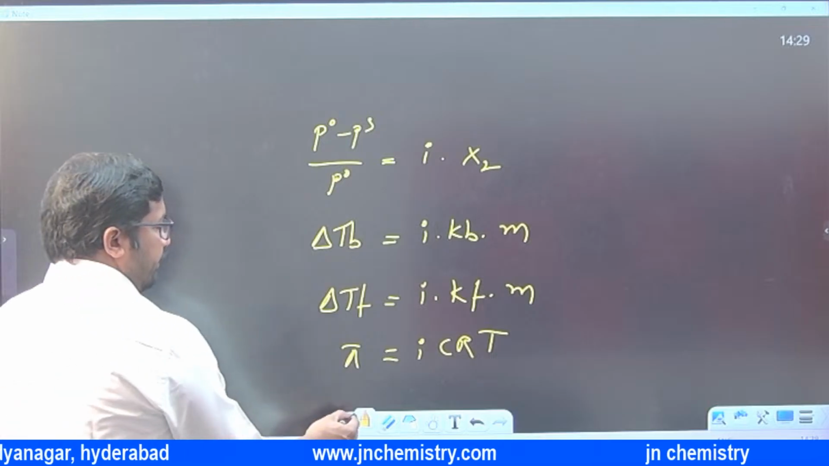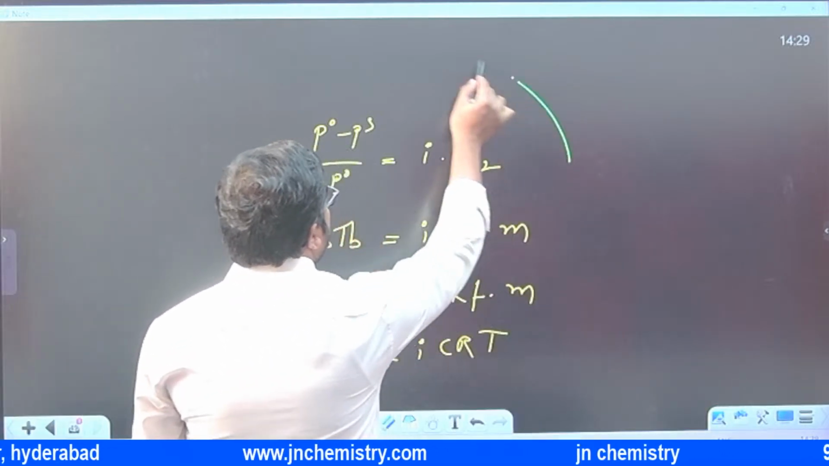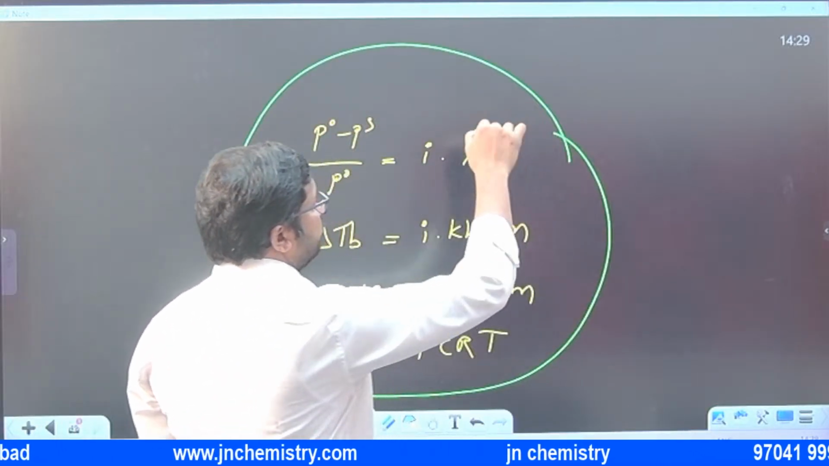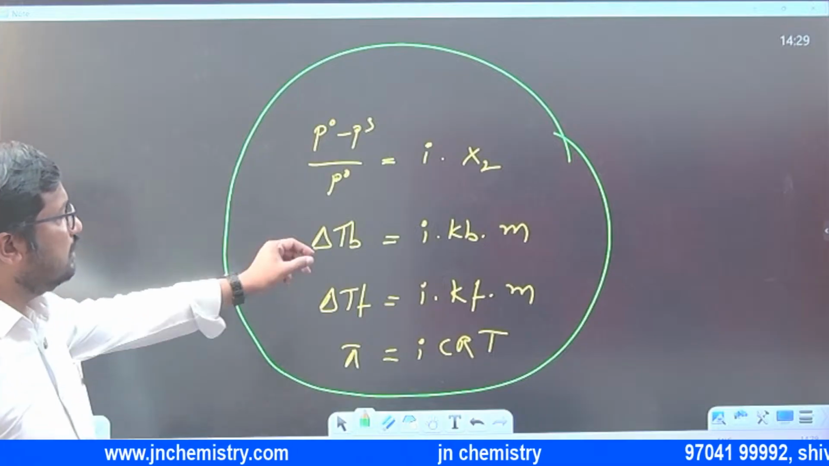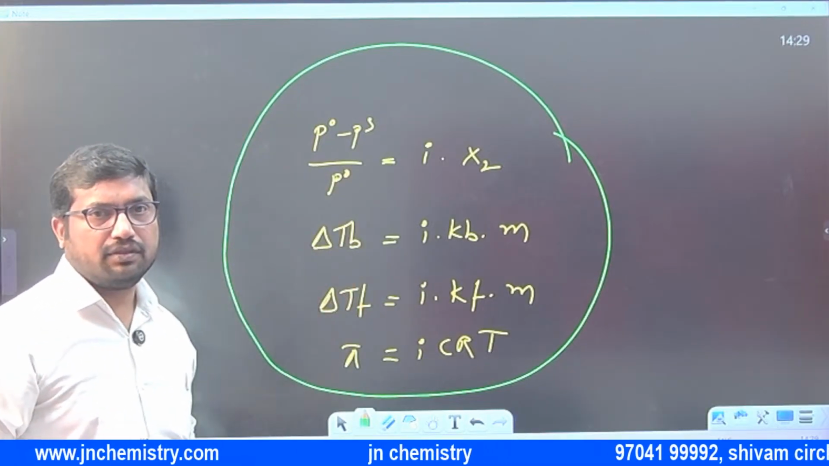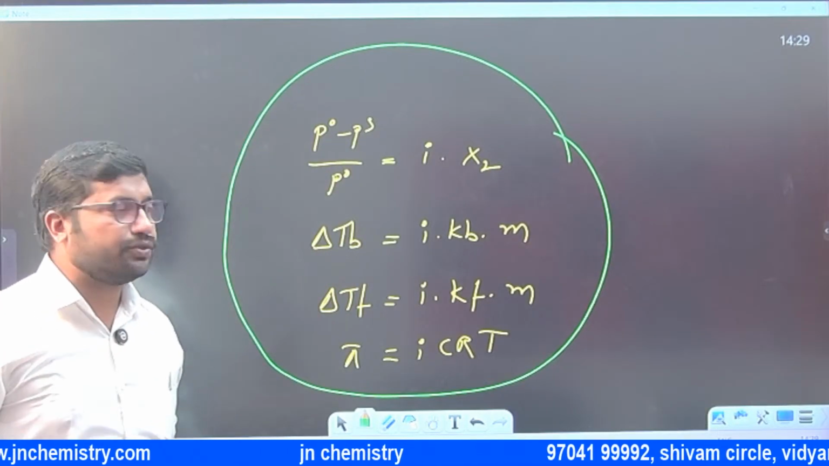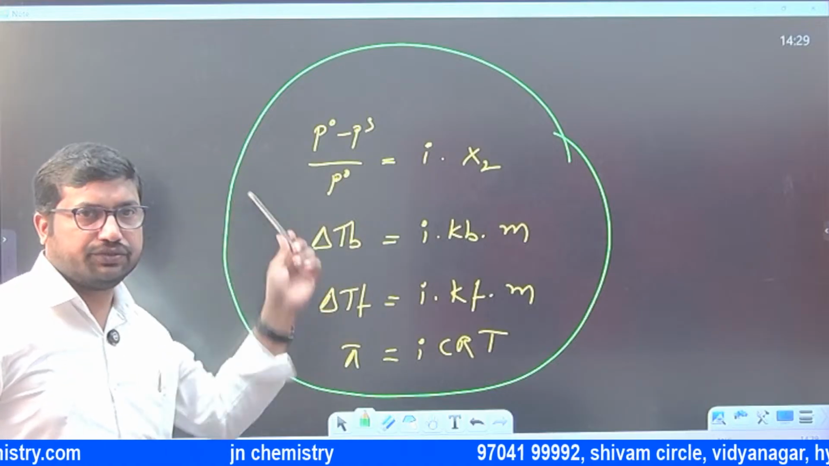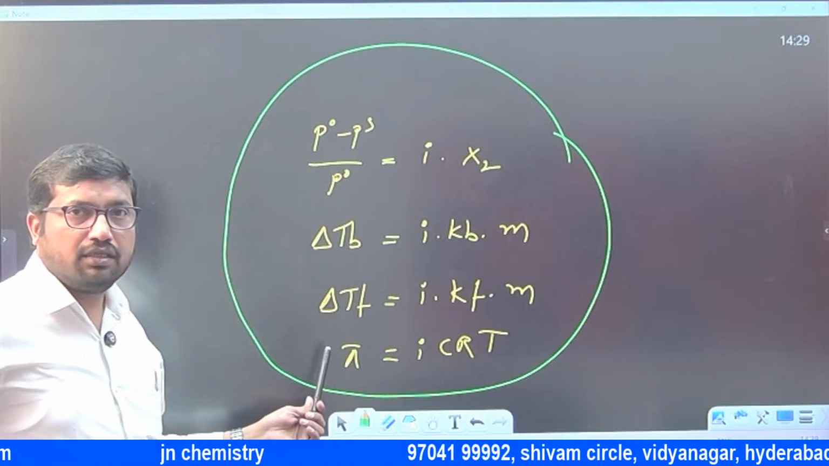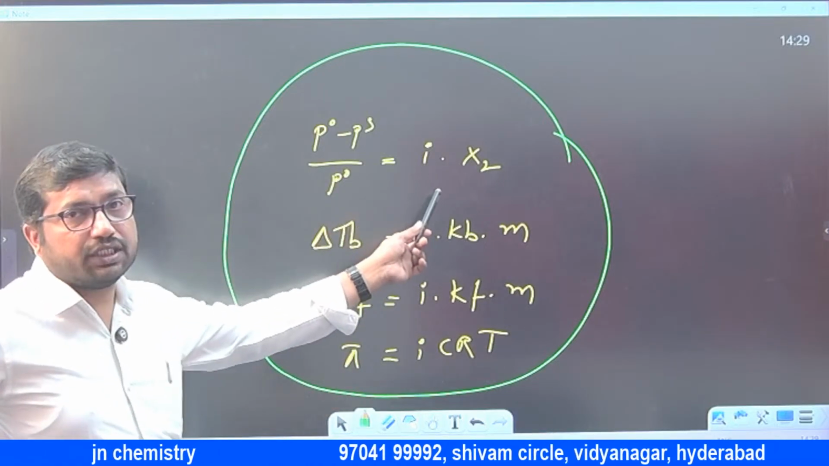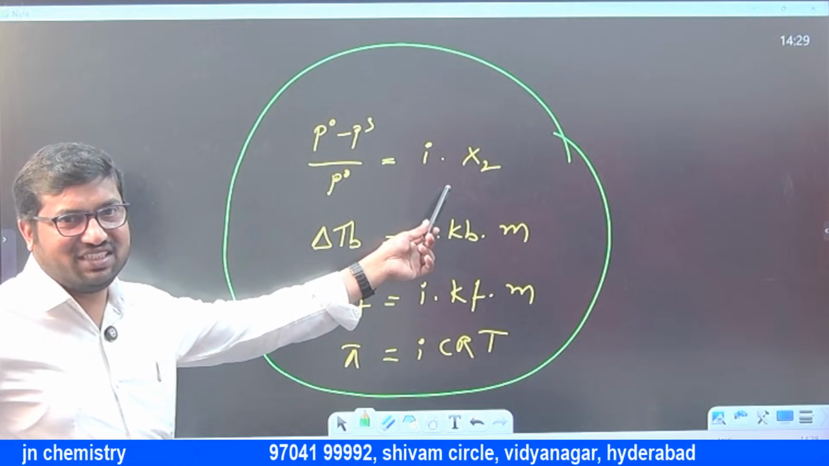Into i, simply we need to add. This is the correction for association. When association or dissociation is taking place, we need to add i. If there is no association and no dissociation, there is no i, and we can directly use the formula. Already I told you, if no association and no dissociation, then i is equal to 1. Simple.